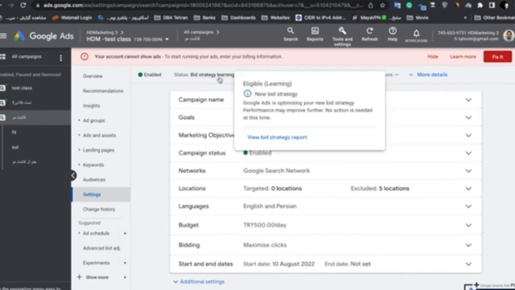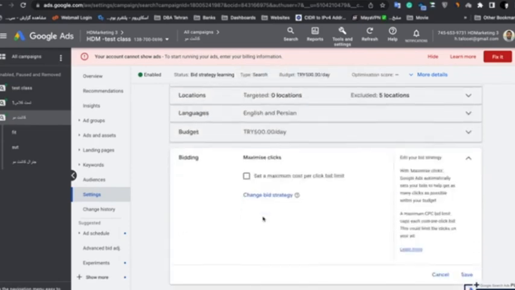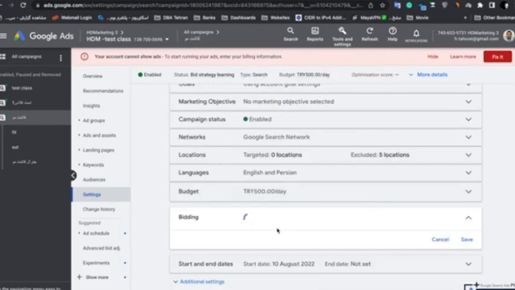And it starts learning. It says no action is needed at this time. Guys, it itself says, please don't change it. You see, it became maximize clicks. Now, if I change the bid strategy right here, guys, you need to set a limit. See, if you don't set a limit, it will ruin you.